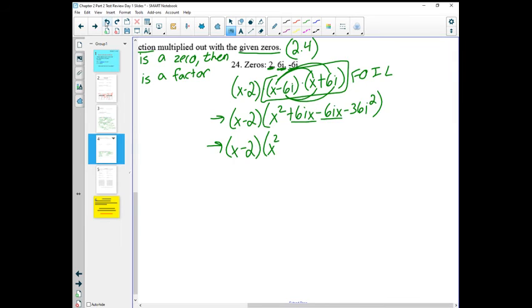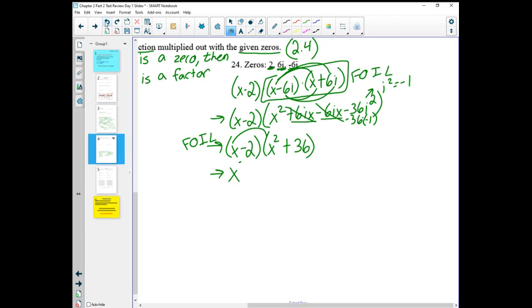6ix minus 6ix makes 0, so those i's and x's go away. I squared, we learned, is the same thing as negative 1. So I can substitute in negative 1 for i squared, and negative 36 times negative 1 is positive 36. Now I've got two binomials to FOIL through on this last part.